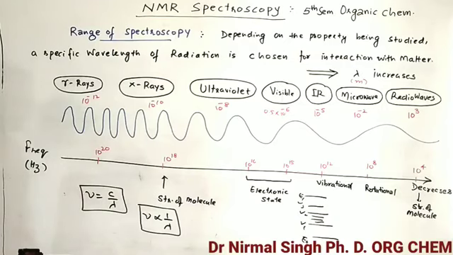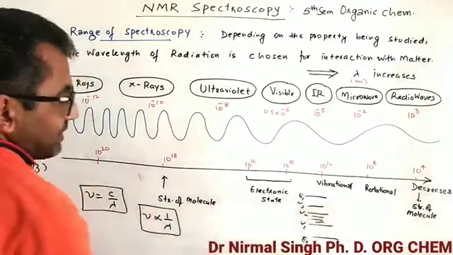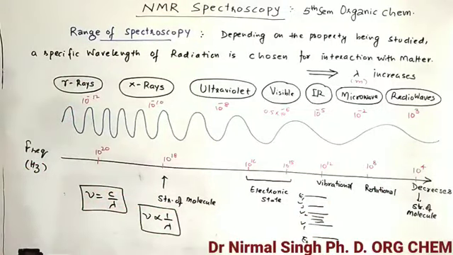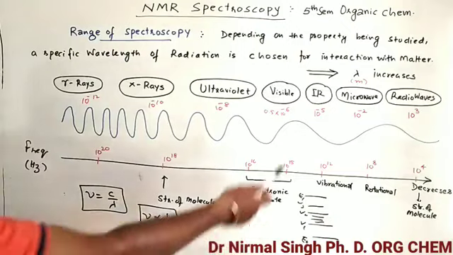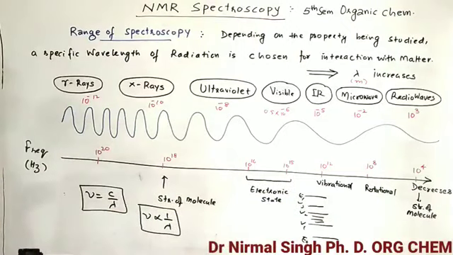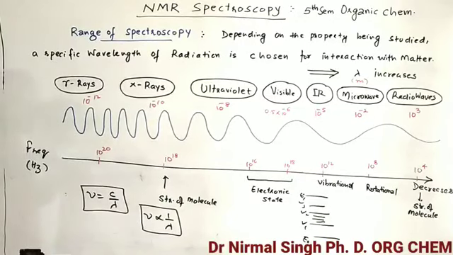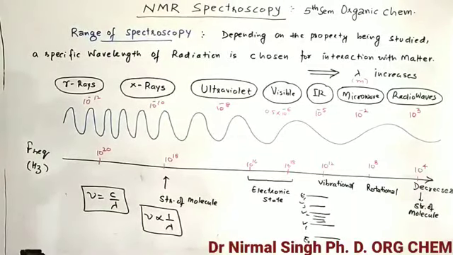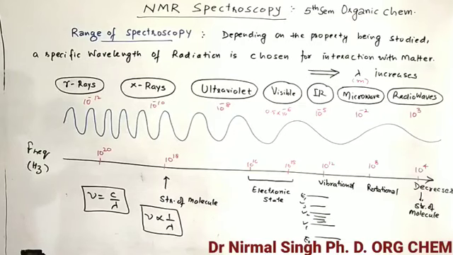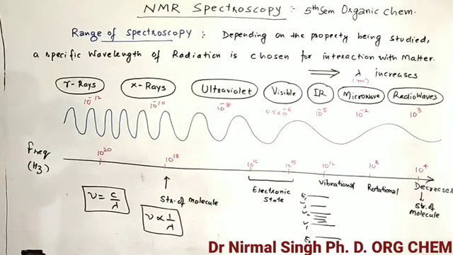After that, microwaves are there. Microwaves cause rotational transitions. So to determine the rotational energy levels or transitions in rotational energy levels, we use microwave spectroscopy. Then we have IR spectroscopy, in which we generally study vibrational transitions from one vibrational level to another. And then we have visible and ultraviolet, which are used for electronic states, for example Woodward-Fieser rules to calculate lambda max of any compound. So these are used.